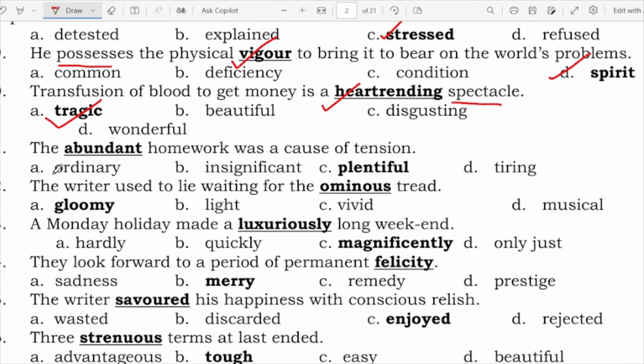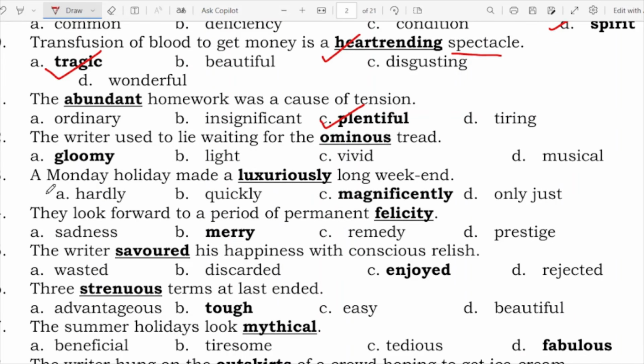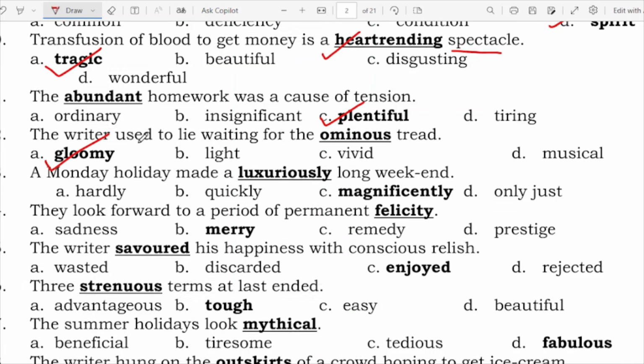31, the abundant homework. Abundant means plentiful. Homework was a cause of tensions. 23, the writer used to lie waiting for the ominous tread. Ominous means gloomy. This is from End of the Term by David H.